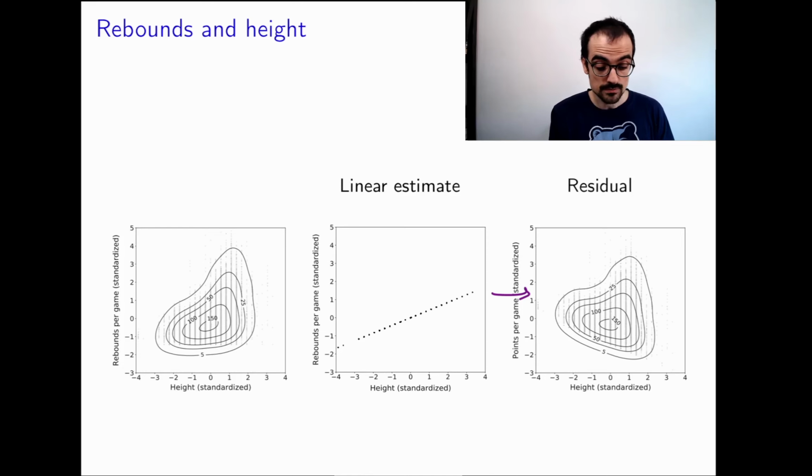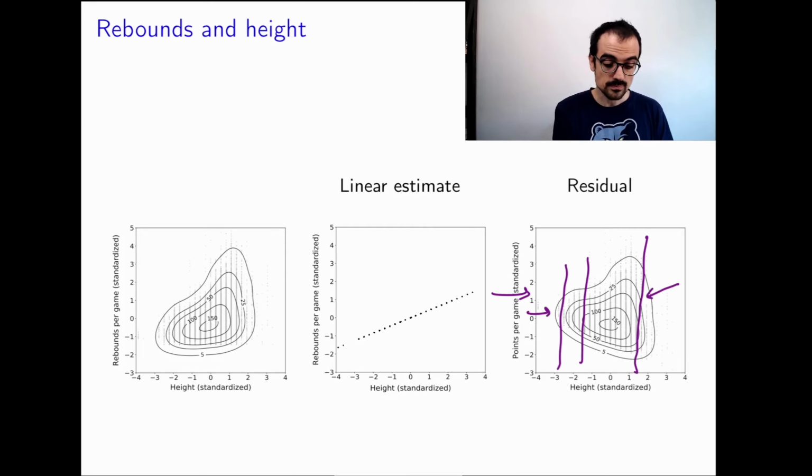But if we think of the conditional distributions of the residual given height, then clearly there is no independence, right? So here, for example, you see that this slice is going to be completely different to this other slice, okay?